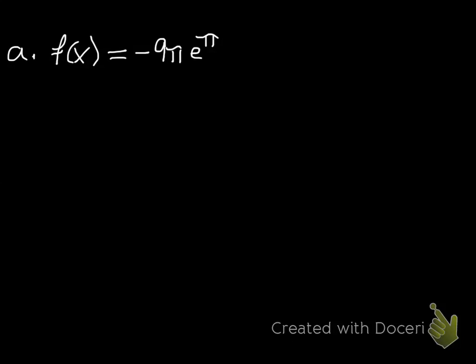Well, I'd like to go over a couple of the examples we did on Thursday last week in 2.1, and it was just practicing taking some derivatives. So the first example we looked at was f of x equals negative 9 pi e to the pi, and they just want us to find the derivative.